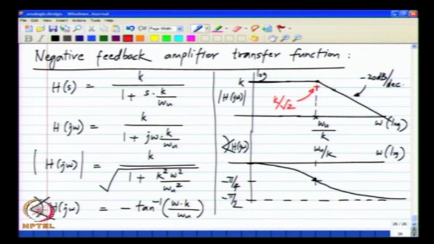So, the actual magnitude response will do something like this, and this ωu by k is known as the 3 dB bandwidth of the system. So, for a first order system, the bandwidth equals the pole frequency, and the magnitude response of this amplifier at the pole frequency equals k divided by square root of 2, where k is the DC gain or the gain at low frequencies.